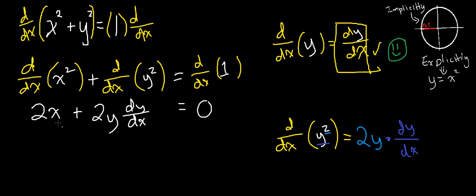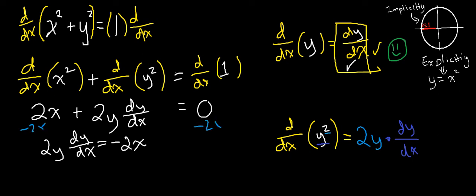Now again, we want to find what dy dx is. Normally, we always want to find what this dy dx is. And so in this case, when we want to find the derivative with respect to x of this giant equation, we're going to want to solve for dy dx. Let's go ahead and do that. If I wanted to solve for dy dx, I could subtract 2x from both sides, and if I did that, I would get that 2y dy dx is equal to negative 2x. These 2x's would cancel.